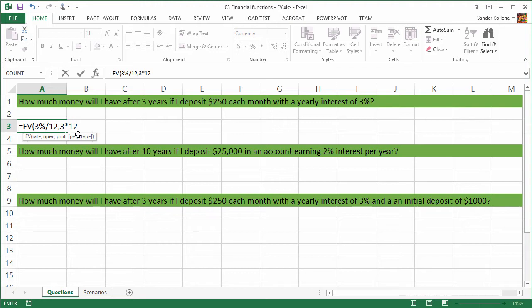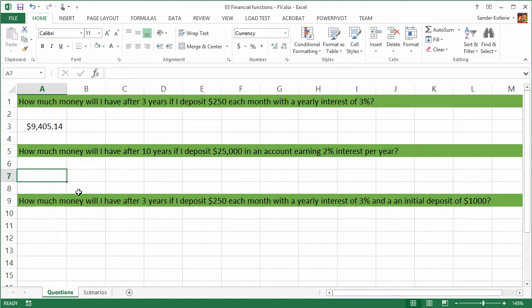And then the next question is the payment, and the payment is $250 each month, and we need to enter this as a negative value, because if we don't do that you will get a negative answer, and usually you don't want negative answers if you are calculating future value. So we close it and we press enter, and now we can see that our future value of this investment is $9,405.14. Let's take a look at another question.